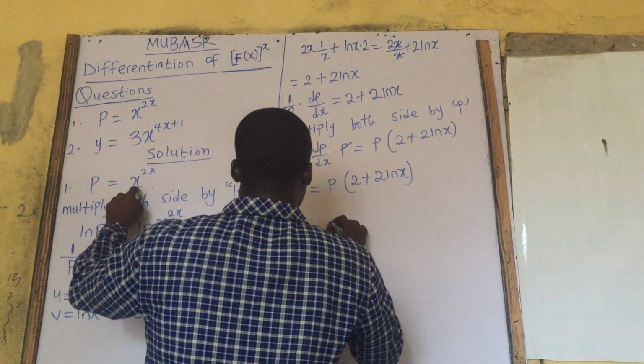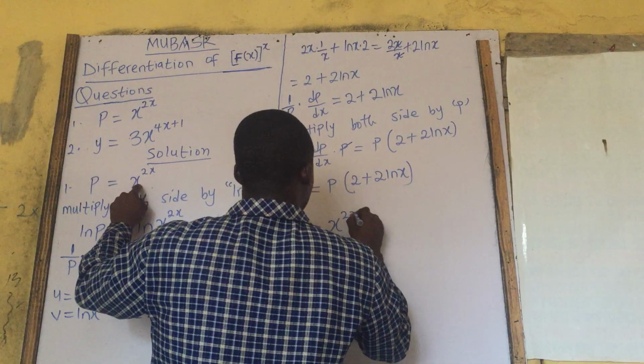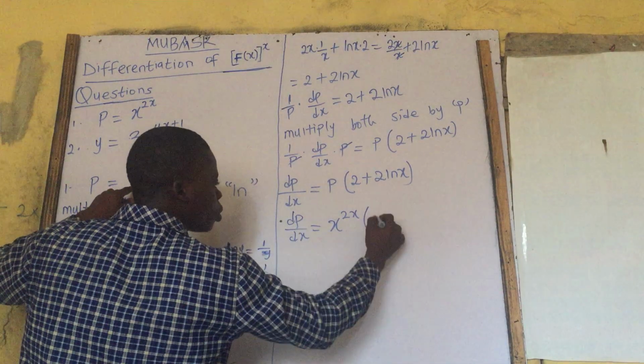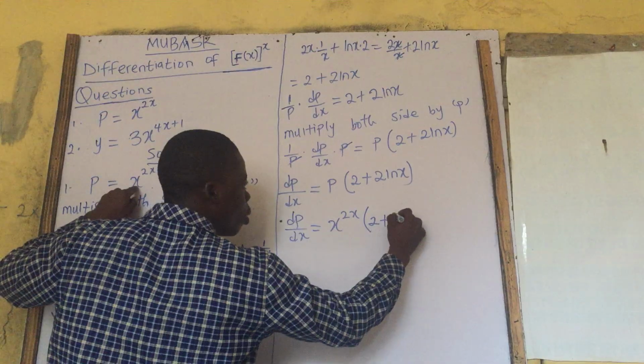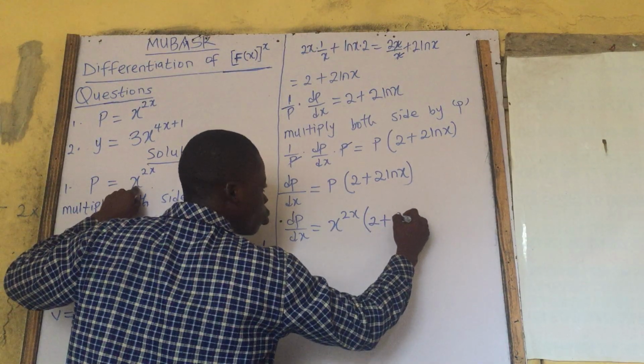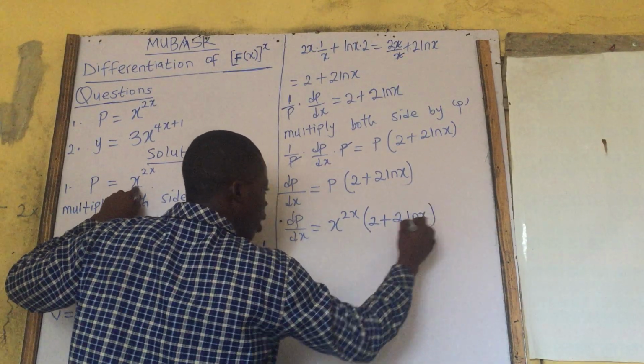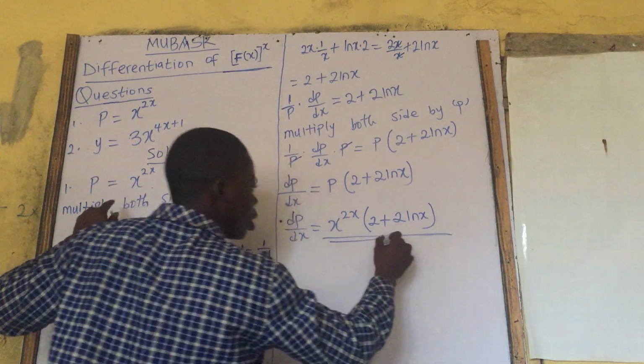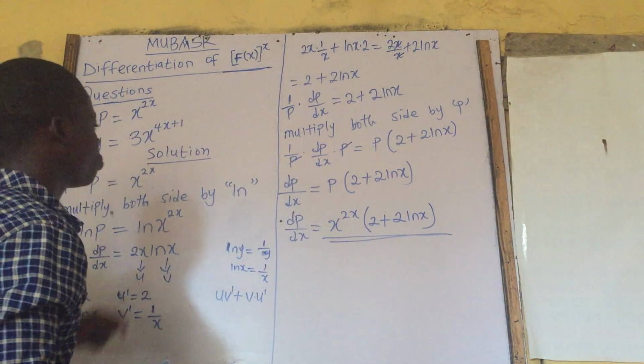What is our p equal to in the question? x raised to the power 2x, open bracket, substituting back, 2 plus 2 multiplied by natural logarithm x close bracket. This is our final answer for question 1.